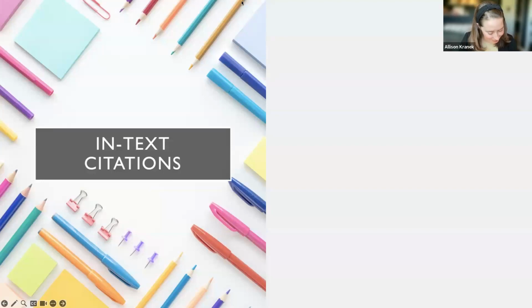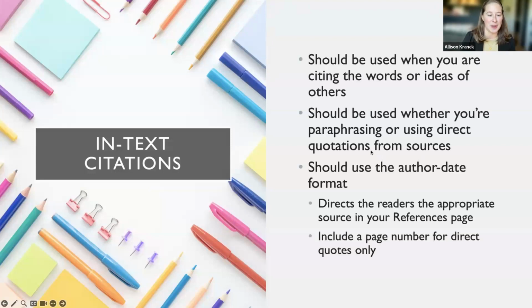So real fast, for those of you who have used APA citations before, what are the key components that we might include in an in-text citation for APA? Awesome, thanks, Caleb. So author and year, those are the key bits of information that we're going to include. So generally, we should use an in-text citation whenever you're citing the words or ideas of others.